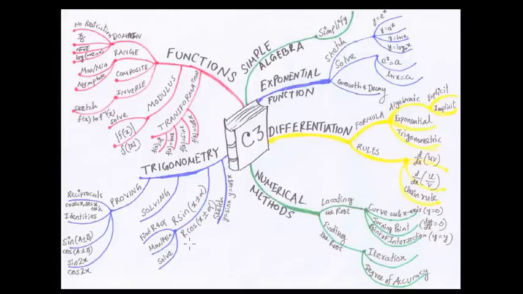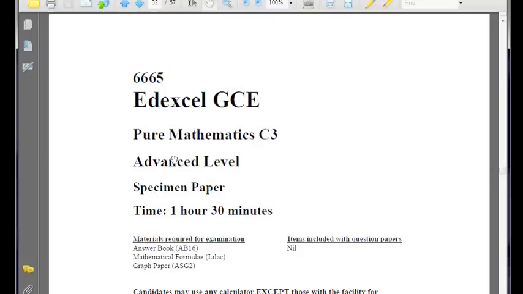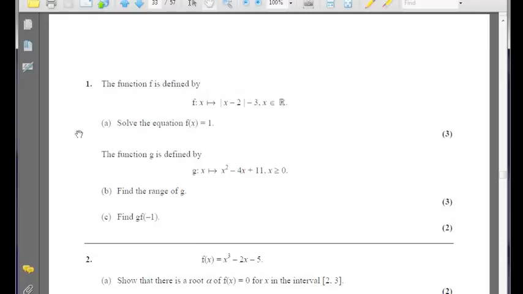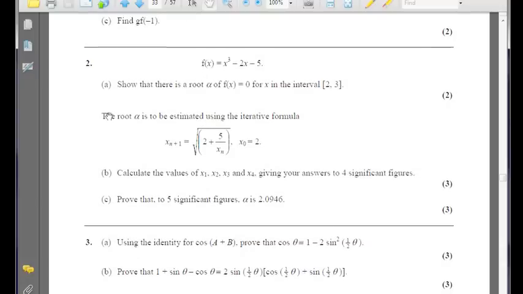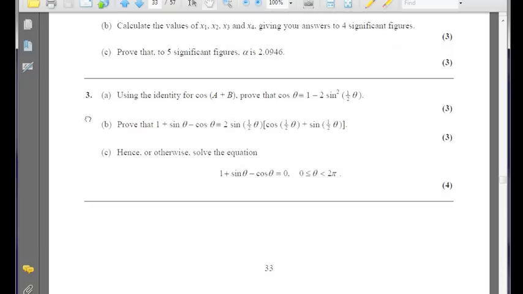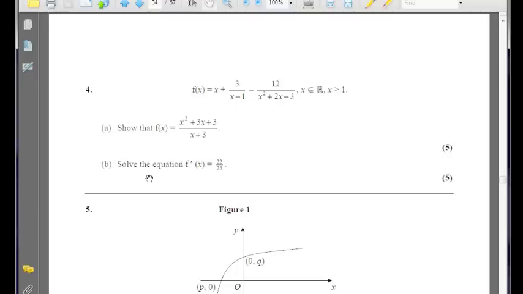Now let's take a look at the actual question paper and what it looks like. This is a C3 specimen paper. The first question falls under functions and modulus of functions. The next question is a numerical method sum, where you have to find the root of an equation. Question 3 is a trigonometric proving identity sum, and then you have to solve that equation. Then this is the simple algebra, where we have to solve that equation, and at the same time this is differentiation with the quotient rule.